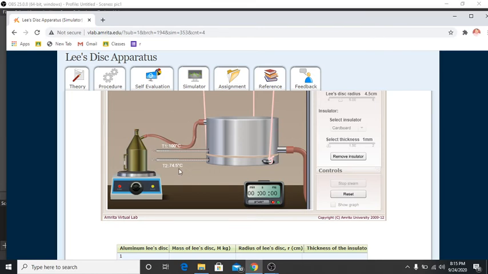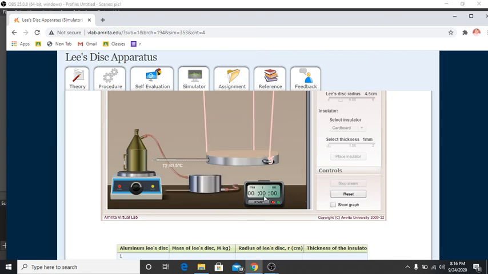Now we have to remove this insulator, and we are going to heat it to make this temperature plus 10. So remove this one, and it is going to raise the temperature. We have to take it up to 82. Then stop the steam at 82. Then natural cooling: start the stopwatch and take data at 30 second gaps. It will be natural cooling.